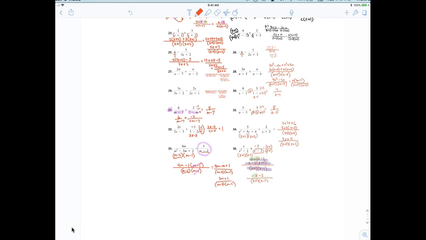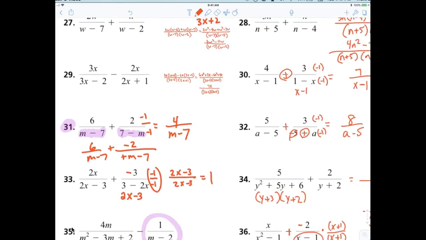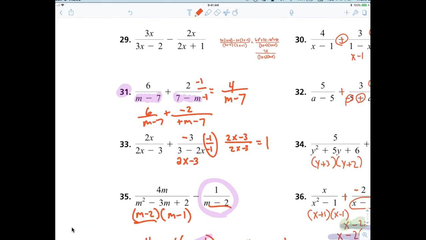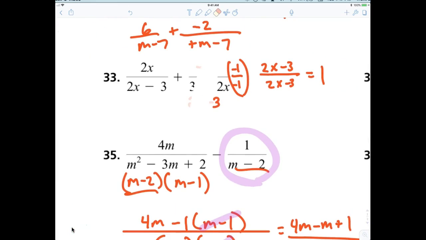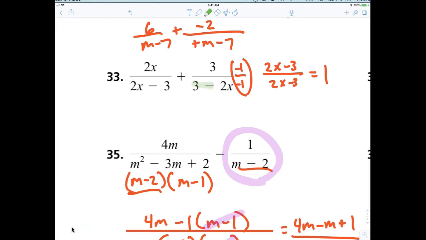Yes? Oh, I see the answer. 33. Wait, which one? 33. Okay, so let's look at this real quick. The main thing I want you to get out of this is that these are just opposites of each other, right? So that just means they're off by a factor of -1. So I'm just multiplying the top and bottom by -1. That makes the 3 become -3, and it switches the denominator to 2x minus 3 instead of 3 minus 2x. Now because they have a common denominator, it just becomes 2x minus 3 over 2x minus 3.